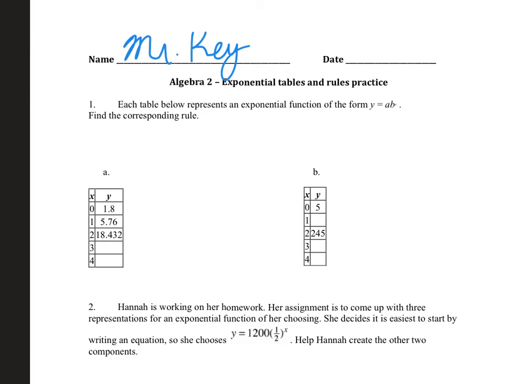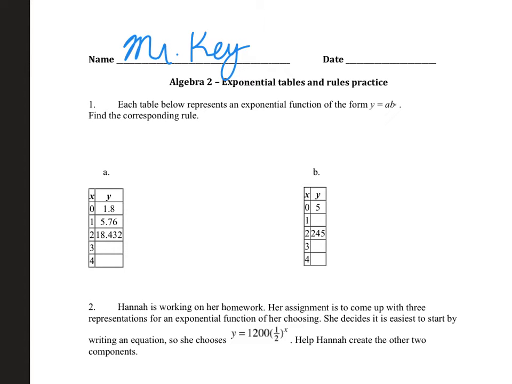Hey guys, just making the key here for the exponential tables and rules practice. So remember that we are practicing exponential functions. Sometimes we have a table of values. It would be nice if we could convert that to an equation, so we could use that equation to get more values in the table if we needed them, between values, or going backwards in time, and we'll do that in number 3.